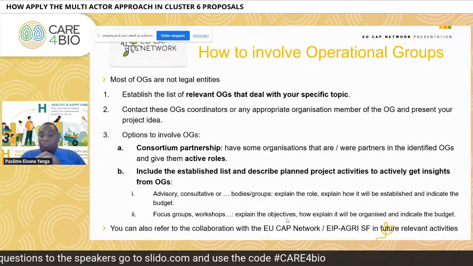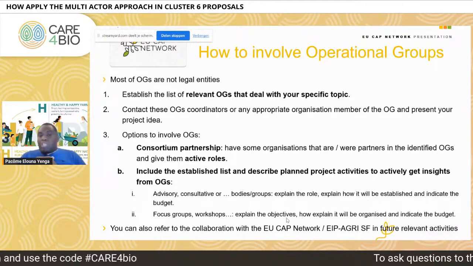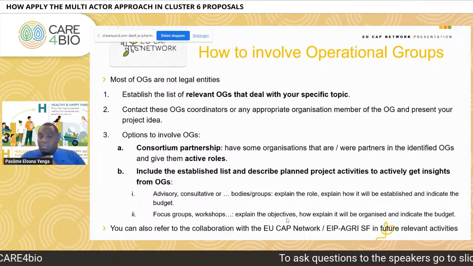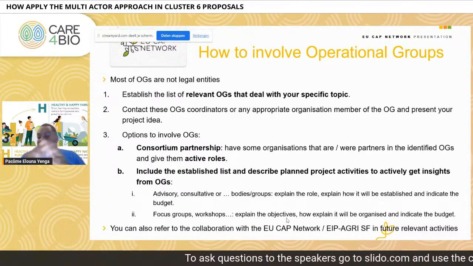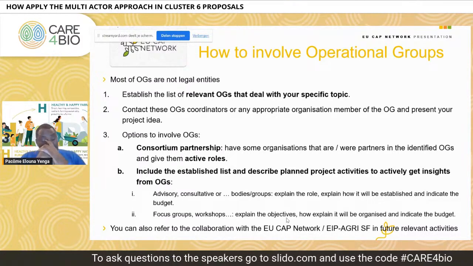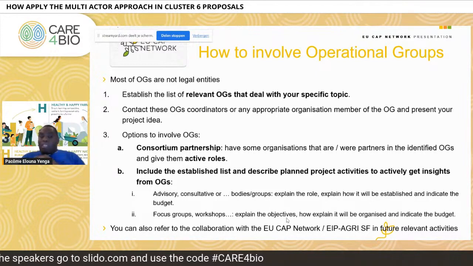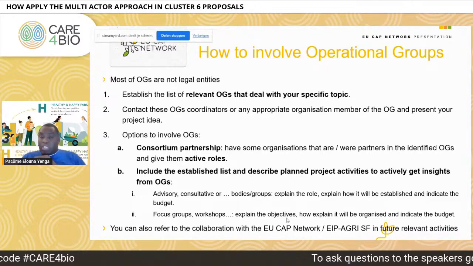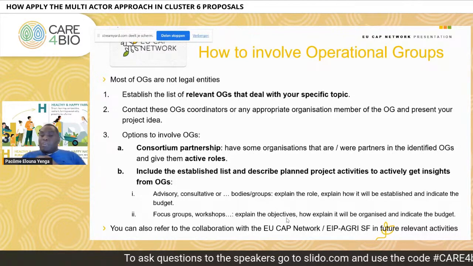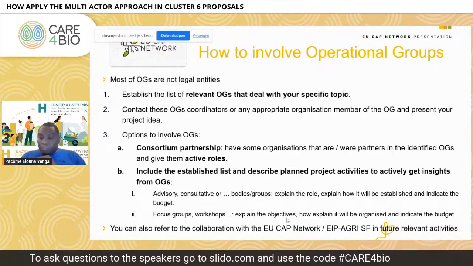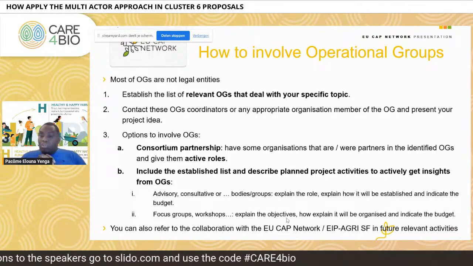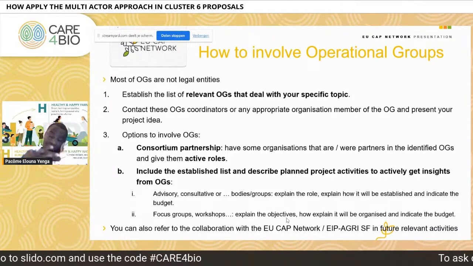The second option is, if you are not able to find any appropriate partner in all those operational groups, you can also provide the list of all those operational groups that are relevant to your topic, and also describe the activities that you are planning to implement in order to get them involved.